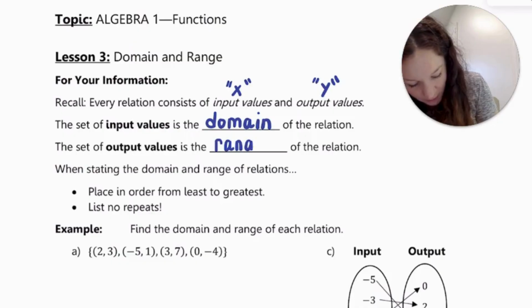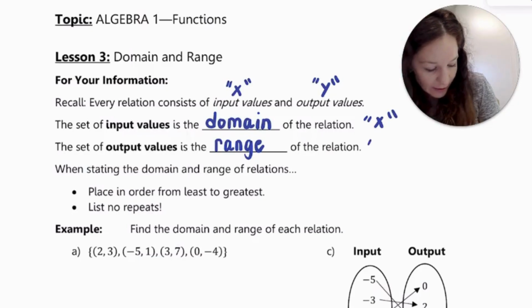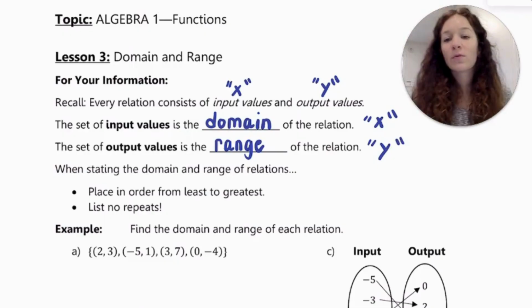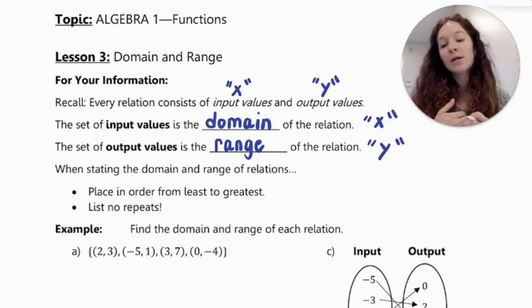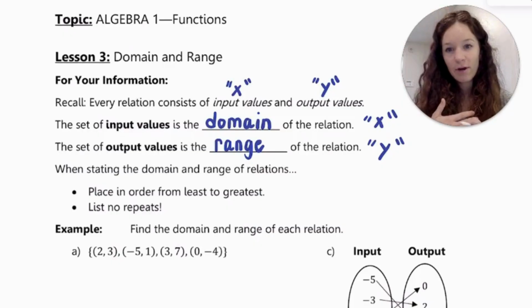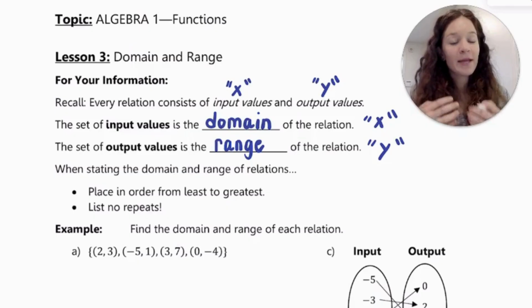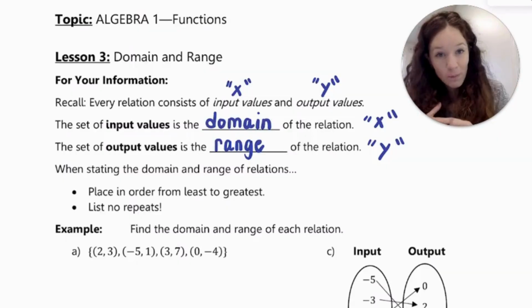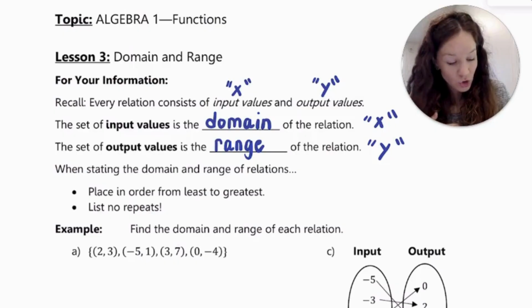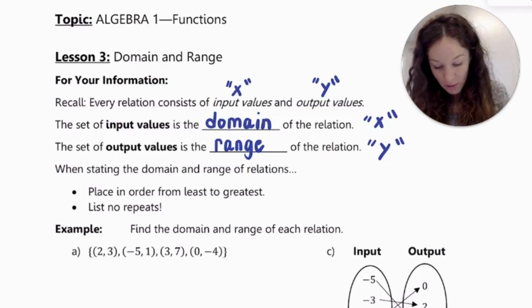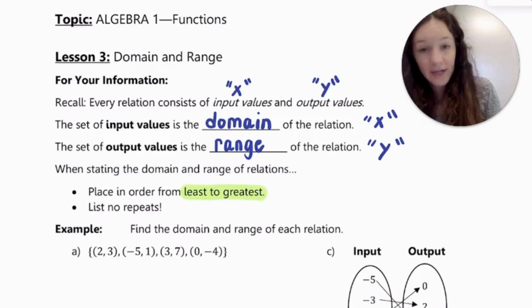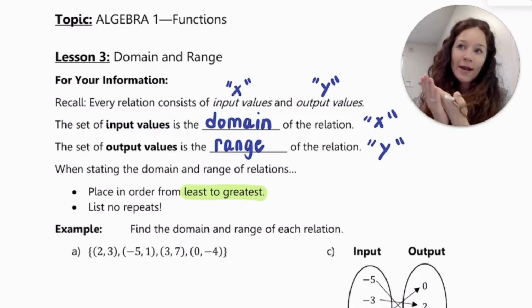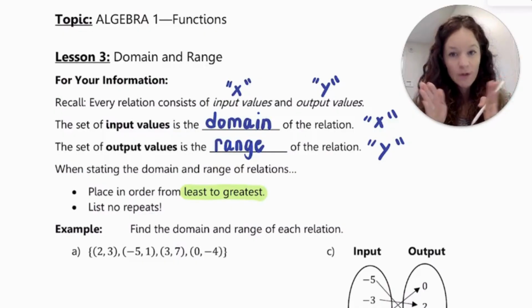And so we want to remember that domain is always, always, always x. It's our input. And range is always, always, always y. And today we're going to talk about stating the domain and range. And when we state our domain, our set of inputs for our relation, and our set of outputs for our relation, we're going to make sure we have two rules, that we put them in order from least to greatest. So for your domain, you're going to list all of your x values in order from least to greatest. For your range, you're going to list all of your y values in order from least to greatest.